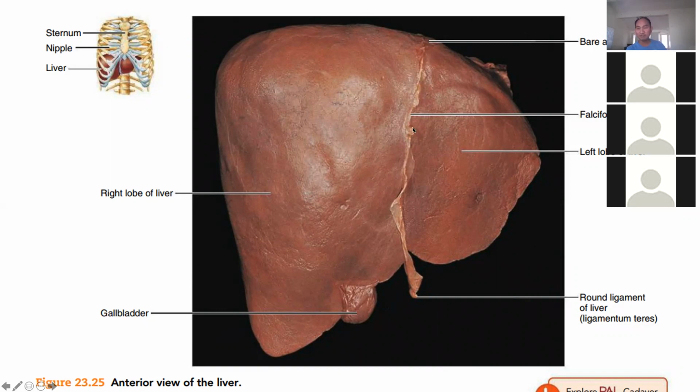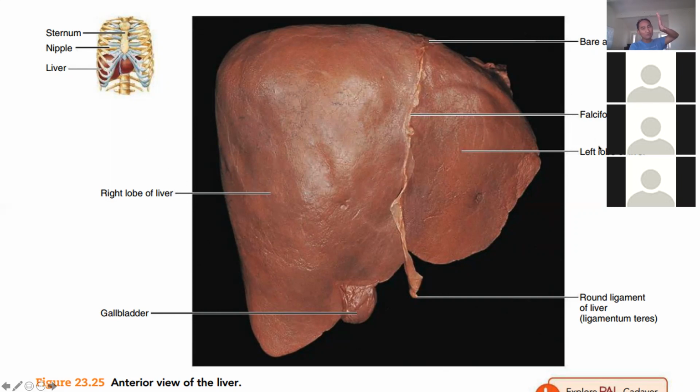Hey, you remember the falciform ligament? That is the mesentery going from the organ to the anterior abdominal wall. So the falciform ligament divides the liver into right lobe and left lobe. The right lobe is much bigger, the left lobe is much smaller. And the lower part of the falciform ligament is called the round ligament of the liver. So this is the anterior portion. This is the right side, this is the left side.